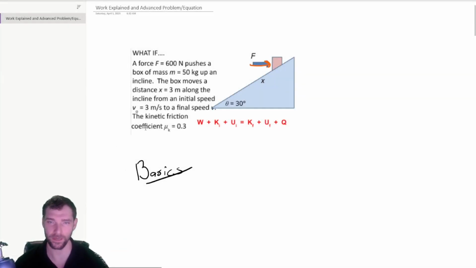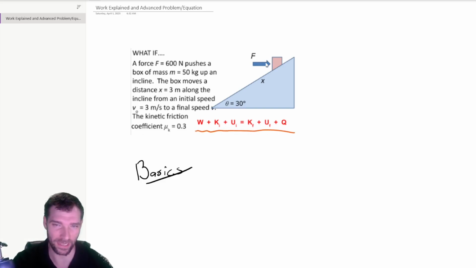We're going to talk about work and how it relates to problems like this, where we have a force that's being applied on a slope, and there's this really nasty equation. I really don't like this one, but you can understand it if you look at work in a more broad sense. And there's some weird stuff with what we're doing with Q here. I don't like why Q's on this side and work is on that side.